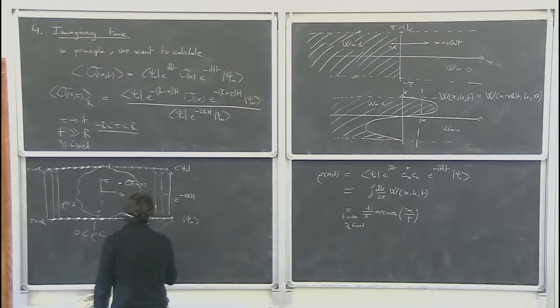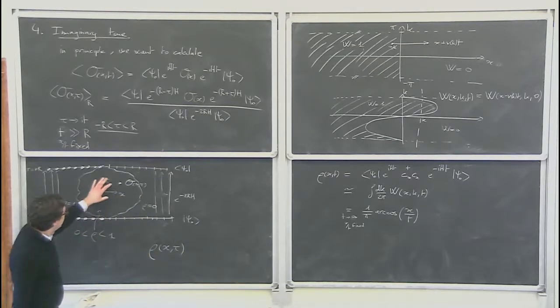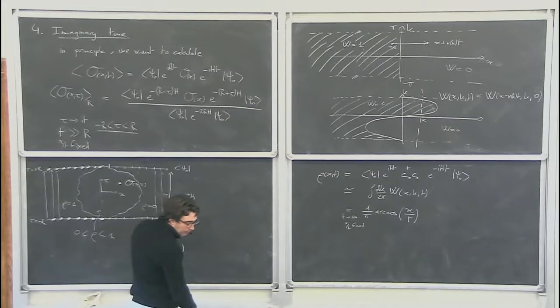The density of particles at position x and t can be calculated, and the result is this.